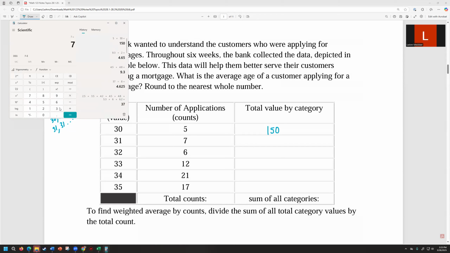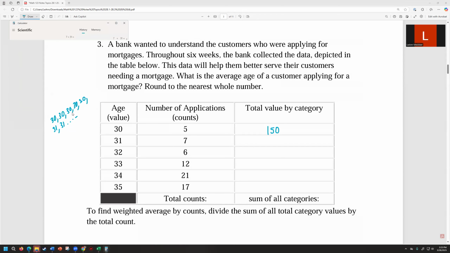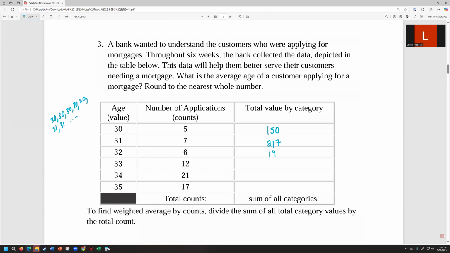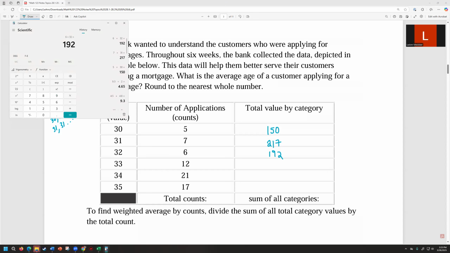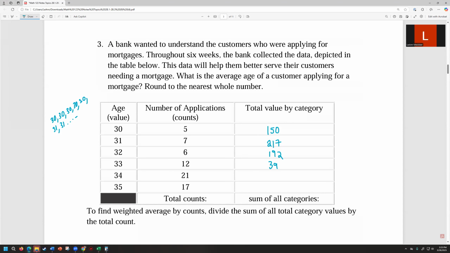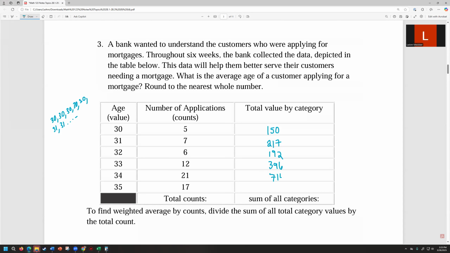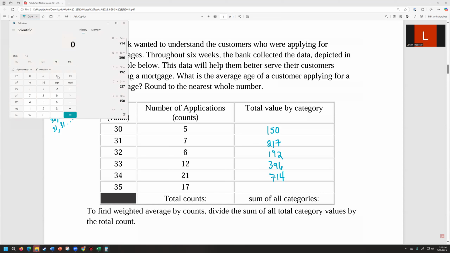7 times 31, that's going to be 217. We're going to do 6 times 32, which is 192. 12 times 33, and you can type 33 times 12 too. It's the same thing. 396. 21 times 34 is 714. Notice this is the most frequent, or this is the mode. Age 34 is the mode because it happened the most. It happened 21 applications. And then 35 times 17, which is 595.